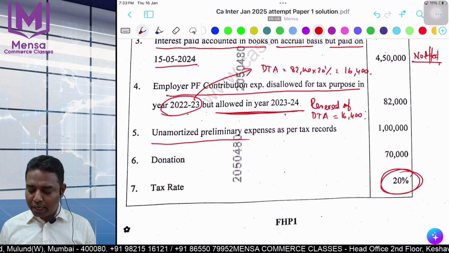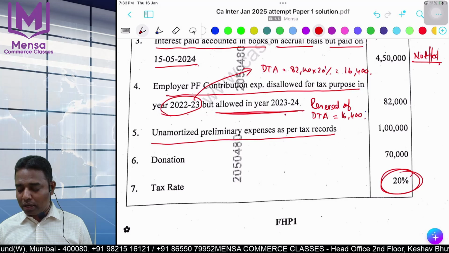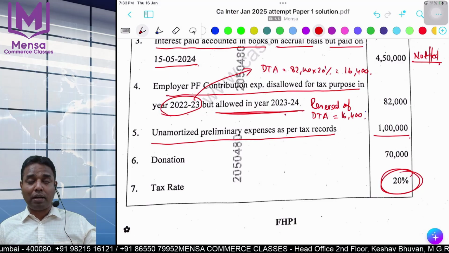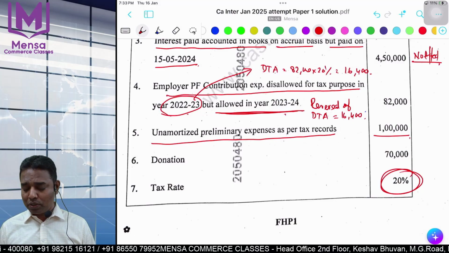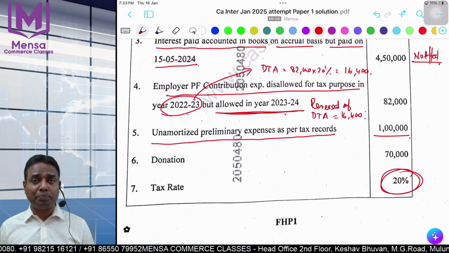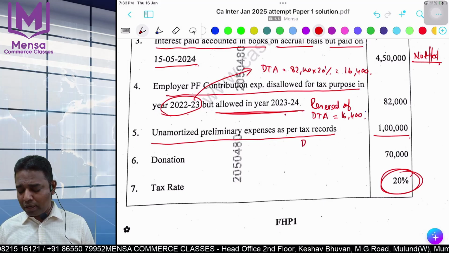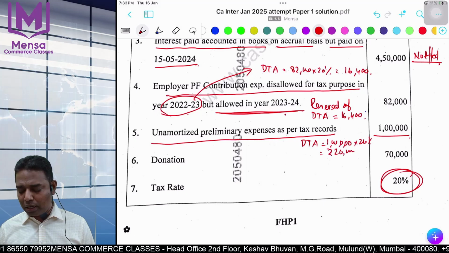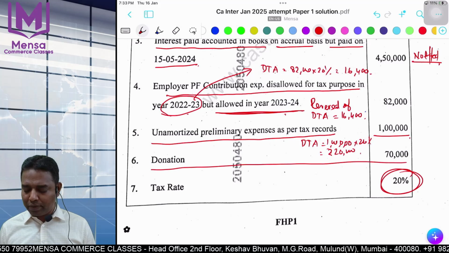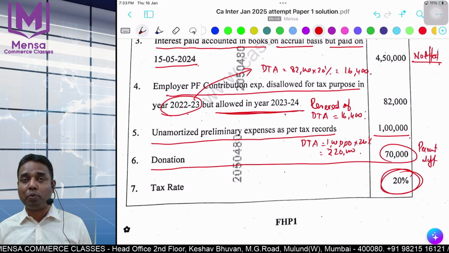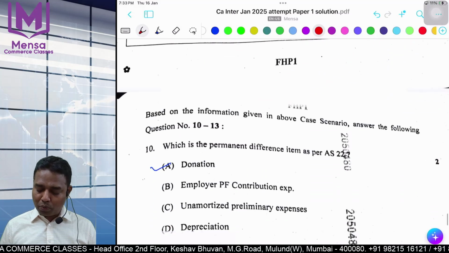Next, unamortized preliminary expense as per the tax record is 1 lakh rupees. So very obviously this is a deduction already taken in accounts but not taken in tax. So obviously your accounting income is less than the taxable income. So very obviously you would have taken a DTA, that is 1 lakh rupees into 20%, that is 20,000. DTA would have been created. Donation 70,000. Obviously this is a case of permanent difference, so no DTA or DTL would have been taken in this case. And let's check what is asked.